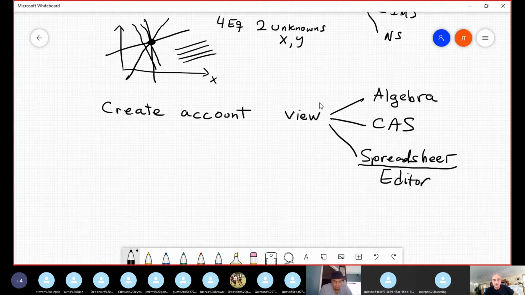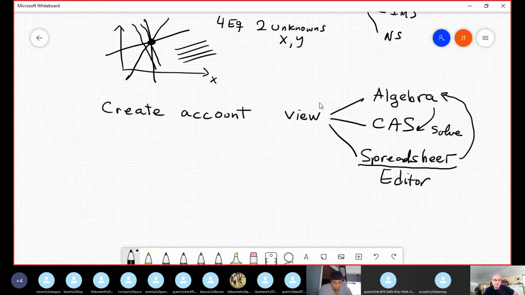Now you type in the number, the element, the number inside the matrix. By the way, this number is called in the language of matrices an entry. I don't know why. Okay, so you type in the elements and you create the matrix automatically. The spreadsheet transfers to the algebra of the matrix, and using CAS, you solve the matrix.